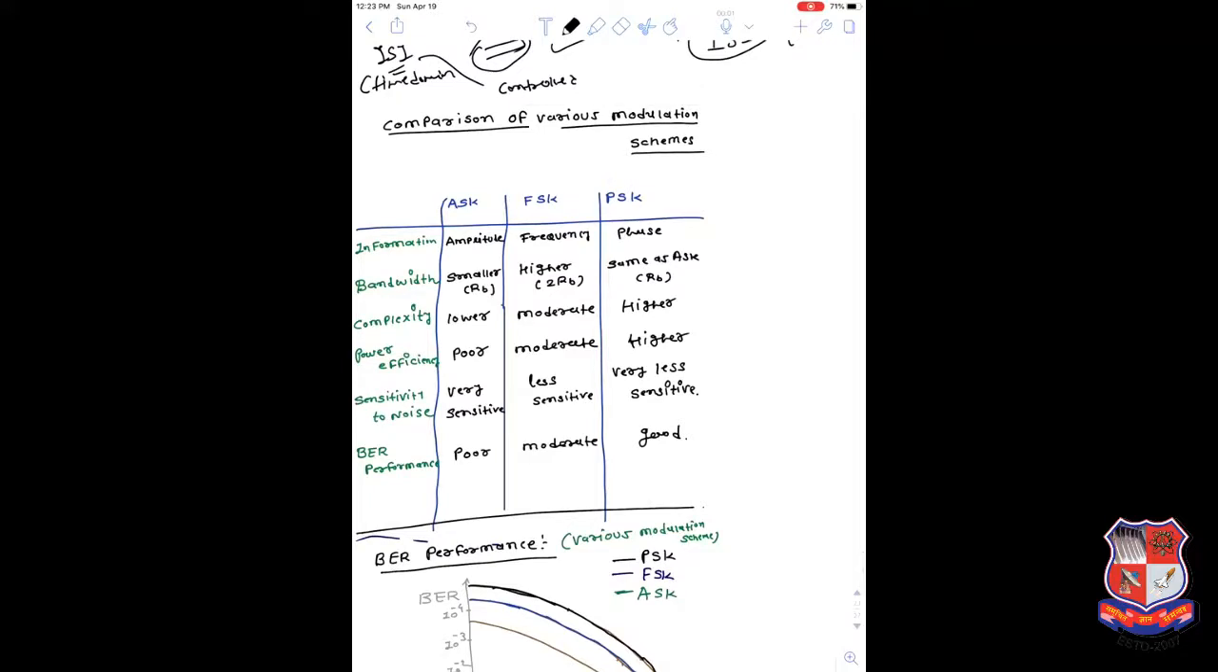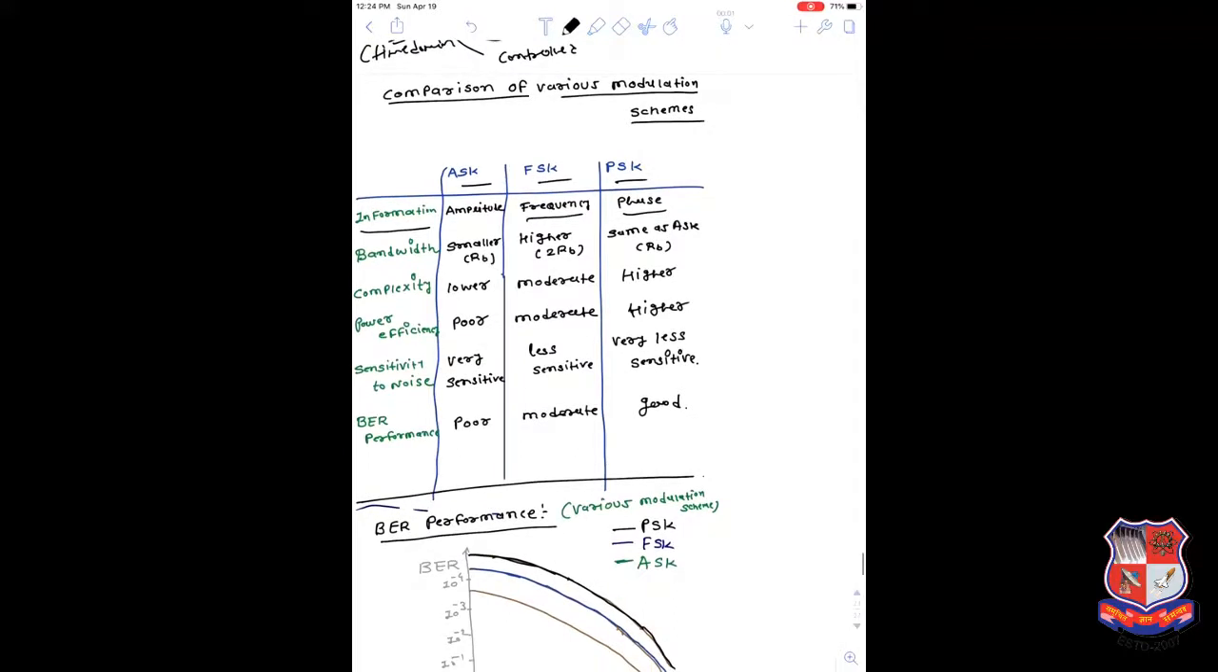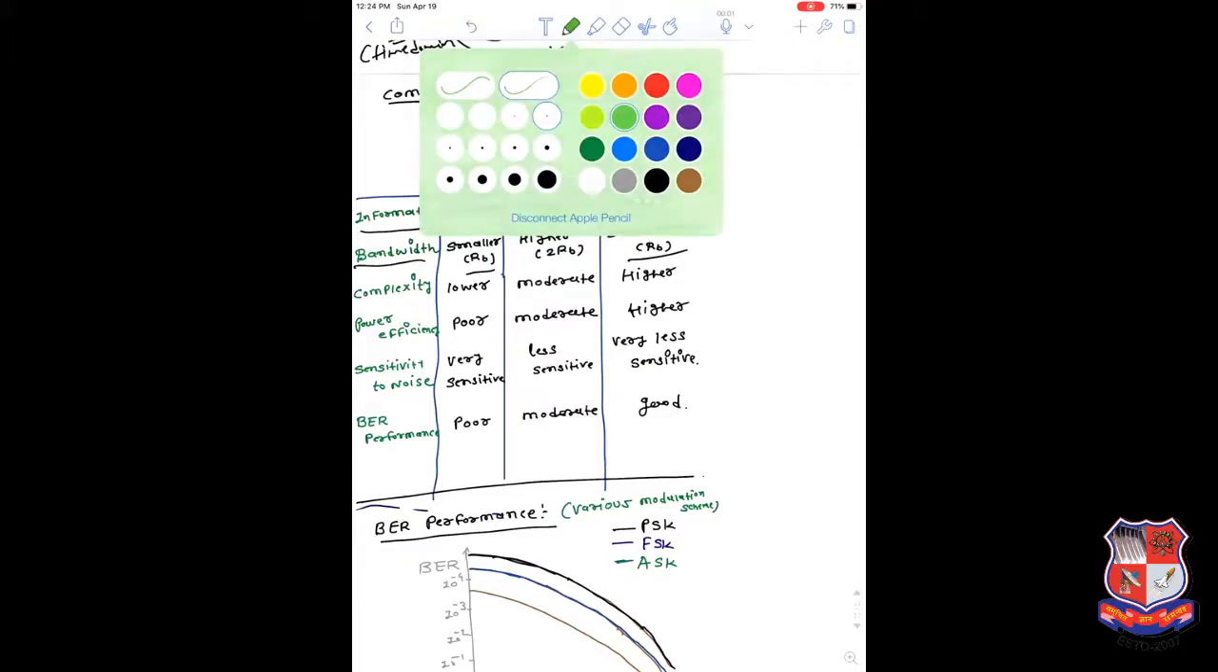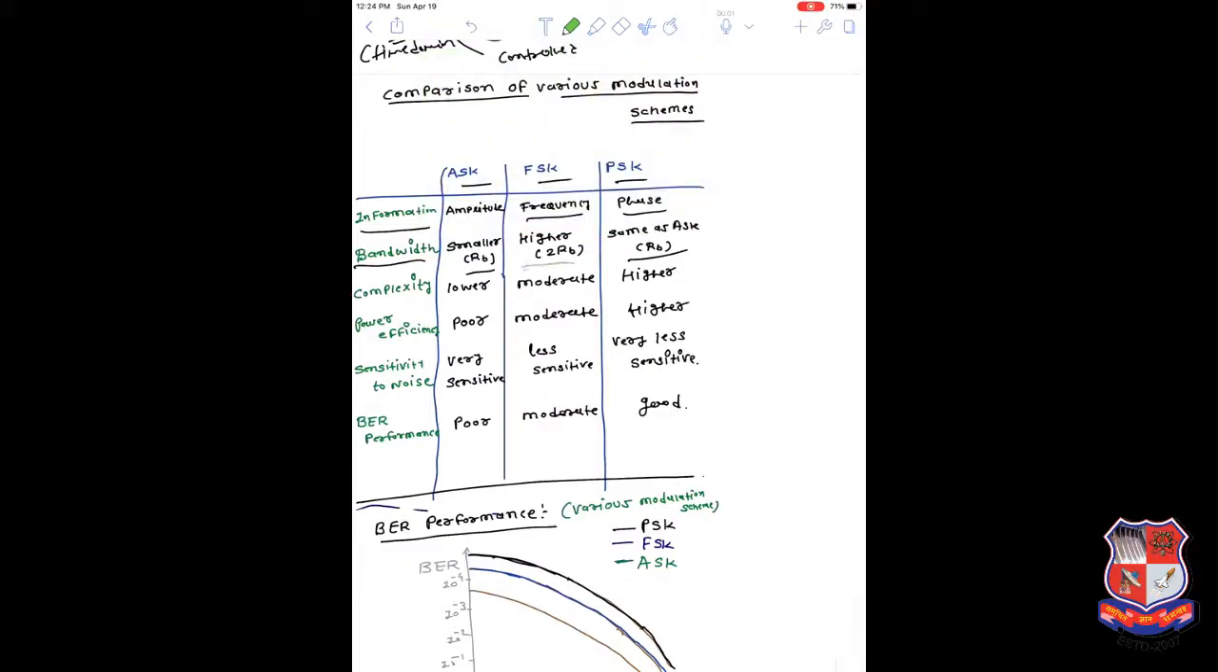We have learned ASK, FSK and PSK. In ASK the information is stored in the form of amplitude, in FSK in the form of frequency, and in PSK in the form of phase. If we talk about bandwidth, ASK has a minimum bandwidth of RB, and the same bandwidth is observed with PSK, but FSK has a much higher bandwidth. It is approximately double that of ASK because two carrier signals are used.